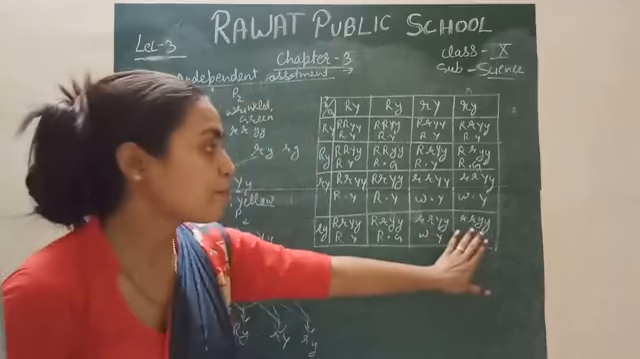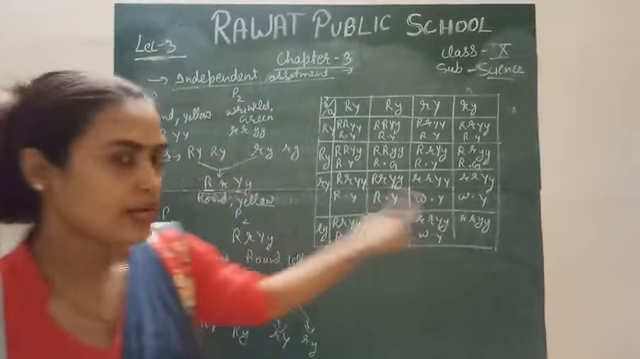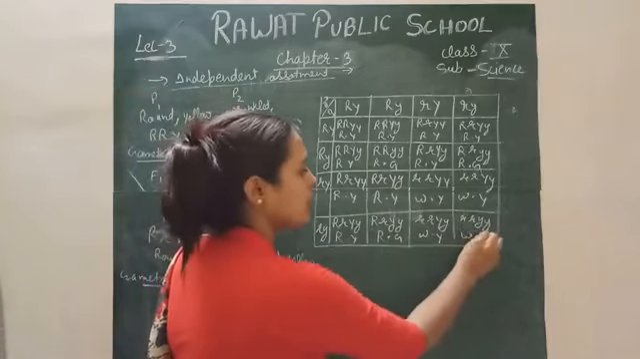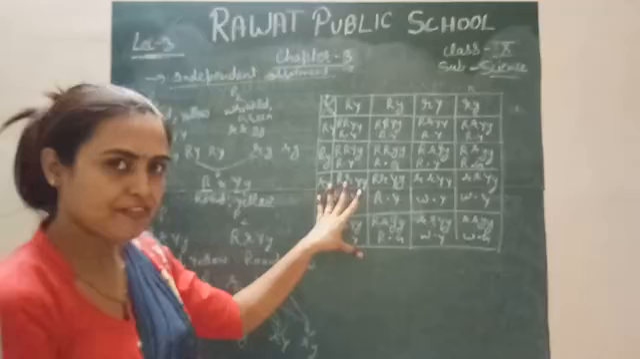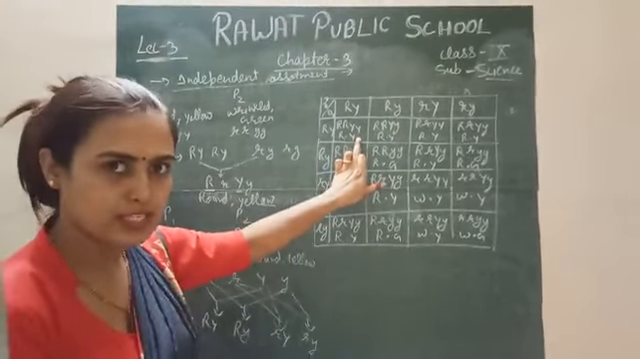This is the pure recessive form. See, this is the pure recessive seed we will obtain. It means this is wrinkled and green in color. Okay, we have found out the genotype as well as the phenotype of the seed.